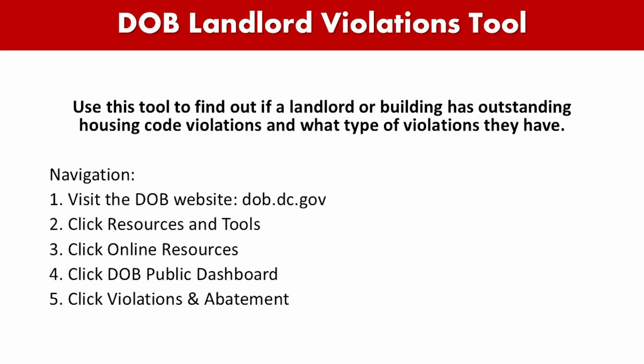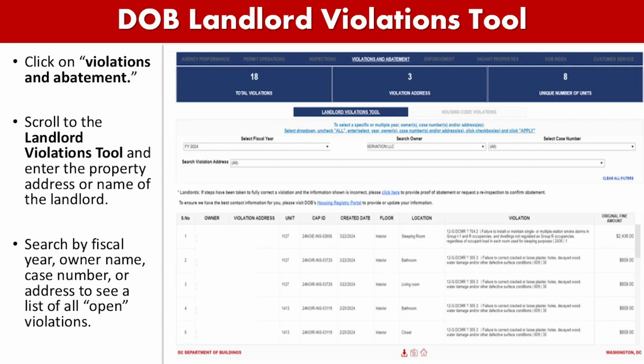So when you go to the tool, hopefully you can see that. This is a screenshot from what it looks like when you look up a random property. And I just typed in a random property just as an example. I'm not trying to pick on any property in particular. I just sort of picked one to show as an example there in a screenshot. So you would click on violations and abatement and scroll to the landlord violation tool and enter the name of the property, or even you can enter the name of the landlord and it would show up based on like who they have registered under that landlord.